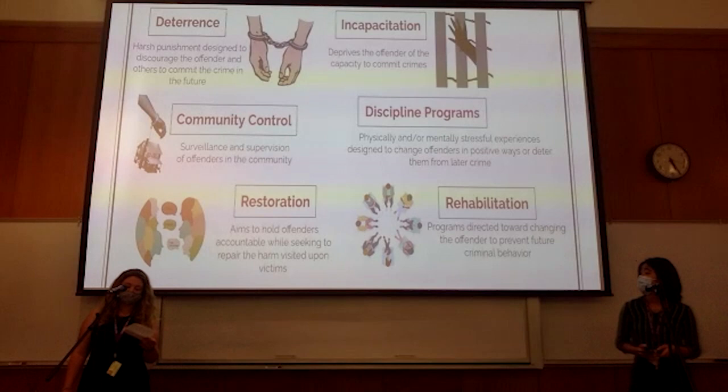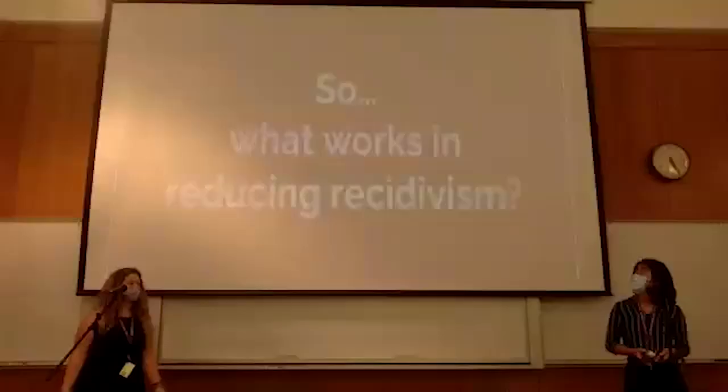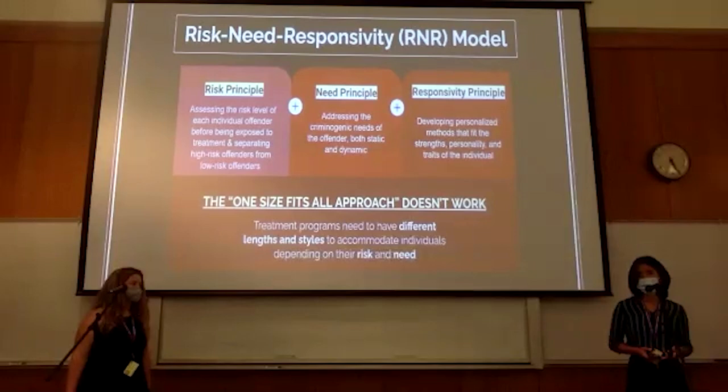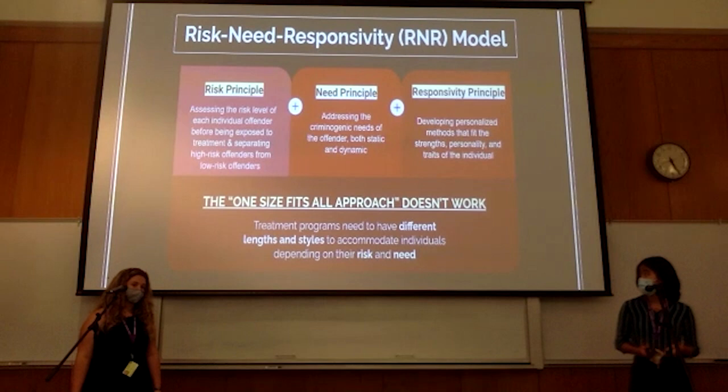And later in the presentation, we're going to take a look at specific rehabilitation programs that are happening now in the United States. So what did we eventually find? Researchers conclude that the most effective model to follow is the so-called RNR model, risk, need, responsibility. So this ultimately means that the one-size-fits-all approach does not work, and treatment programs need to have different lengths and styles to accommodate individuals depending on their risk and their need.